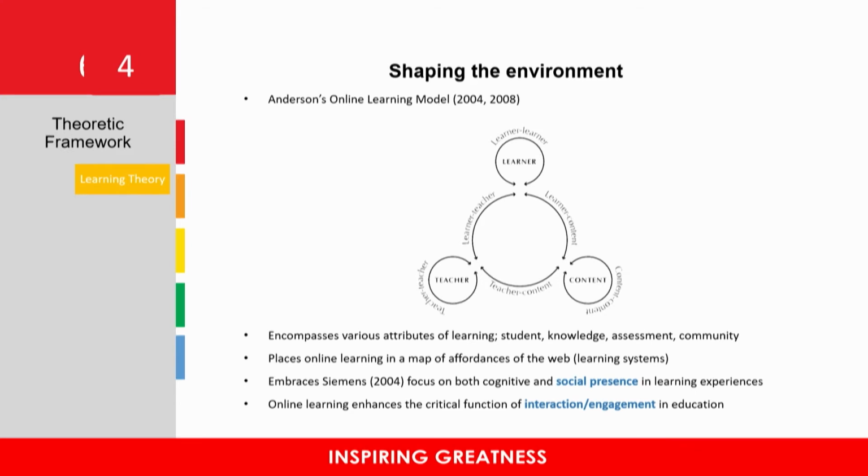Framing this particular presentation, in order to shape the environment, we have Anderson's online learning model. And as that figure states, he viewed the various attributes of learning. So he's looking at both the student, the knowledge, the assessment, and community of learning within online learning. And he looks at it in terms of how it affords certain things. What are the learning systems able to provide within the learning process?